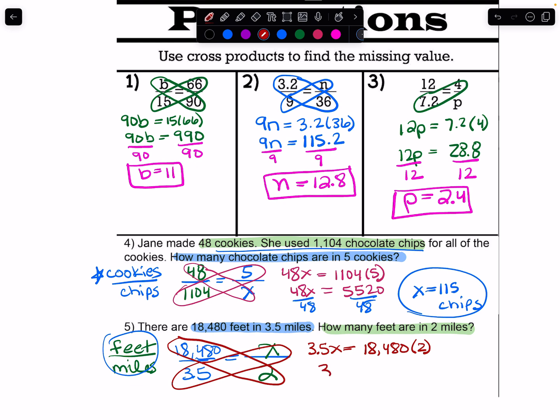Maybe I'm wrong. Okay. When you multiply these two, you get 36,960. And if you divide both sides by 3.5, that will tell us how many feet are in 2 miles. And I'm using my calculator for this. As long as I'm showing my work, I can use a calculator. And this is how many feet are in 2 miles.